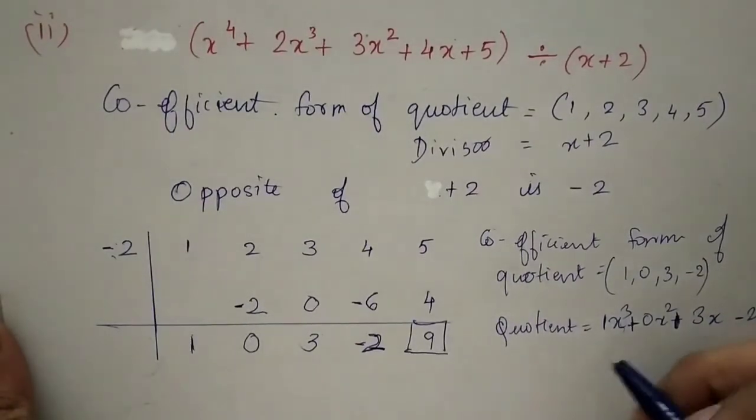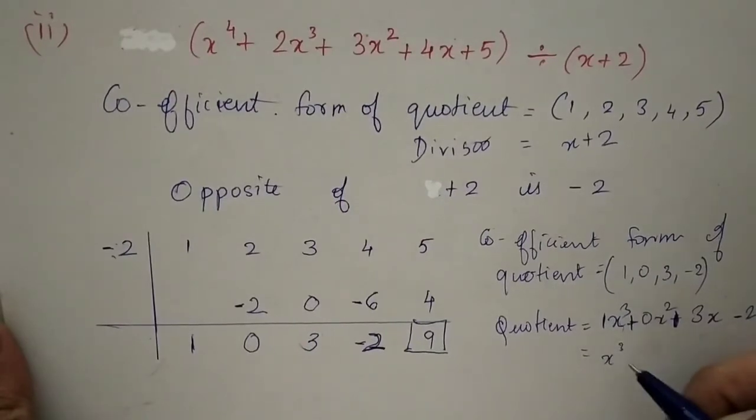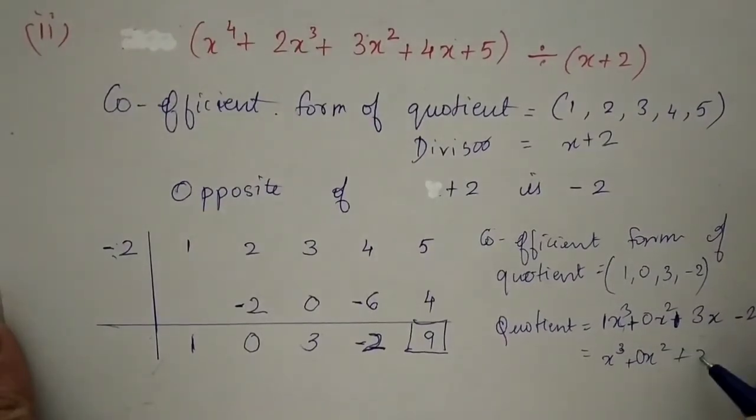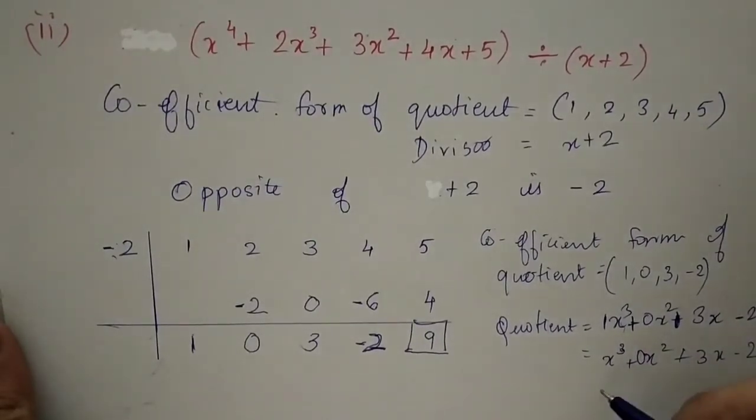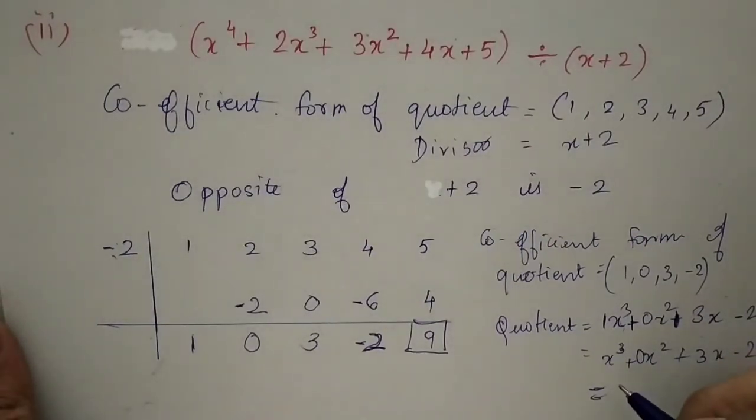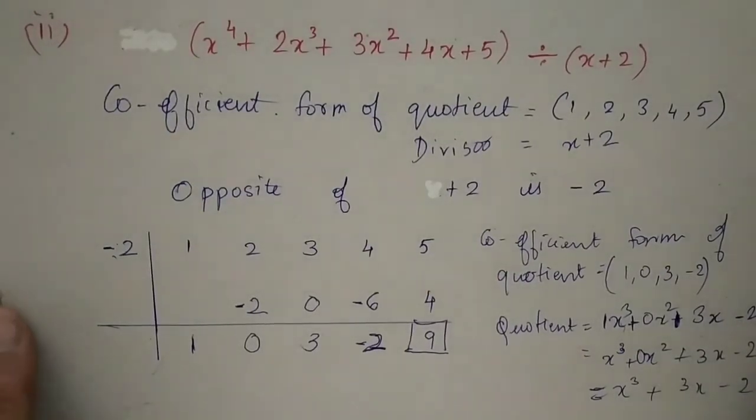Let us write it down properly. So x cube plus 0x square plus 3x minus 2. Again, the 0x square doesn't mean anything. So this becomes x cube plus 3x minus 2. So this is your answer.